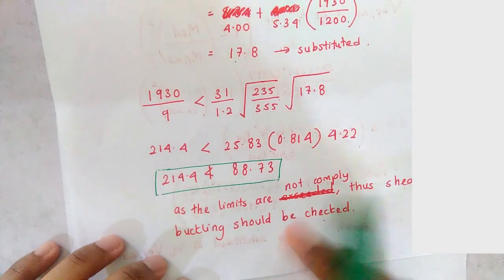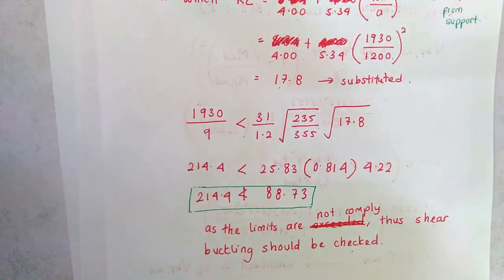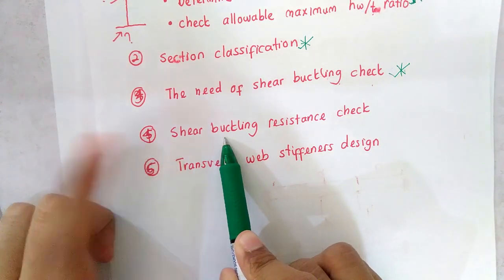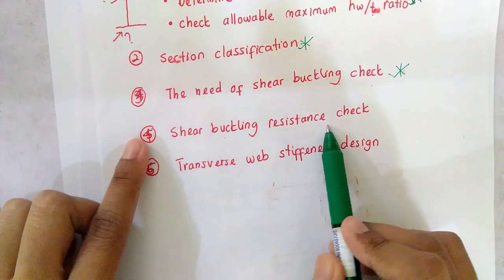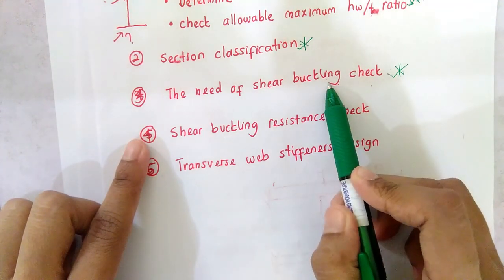Therefore, we have to proceed with the next step, which is the shear buckling check, whereby we need to go for step 4, which is the shear buckling resistance check, as this check is not compliant.